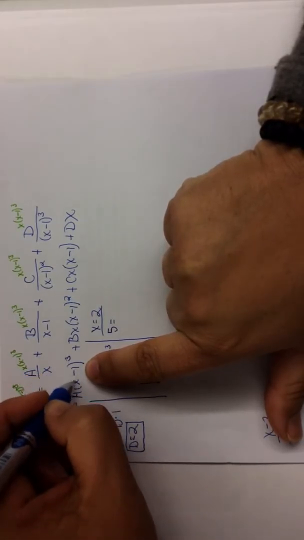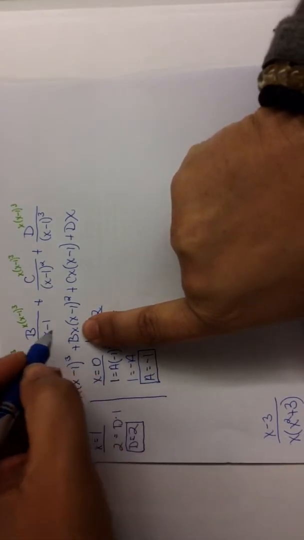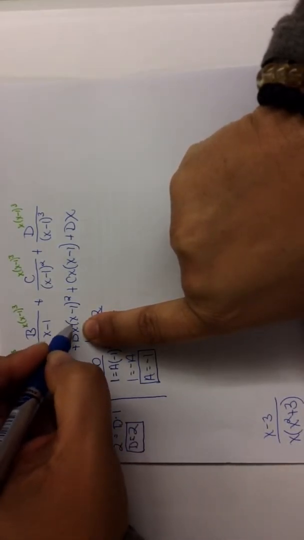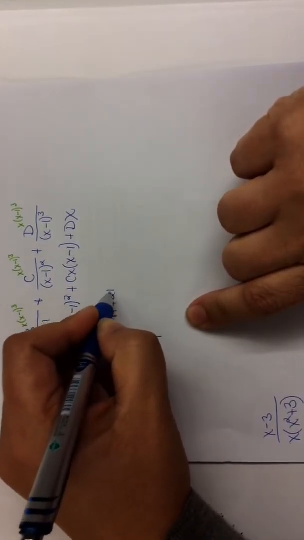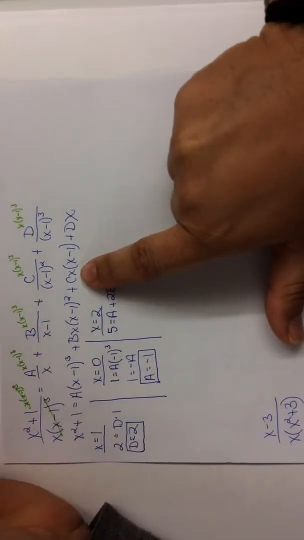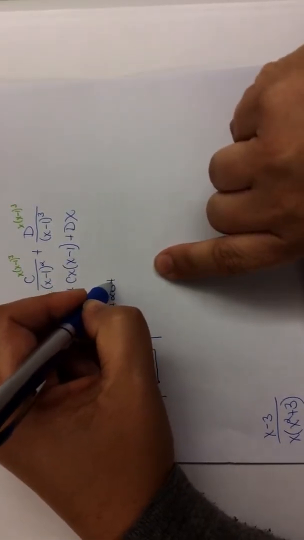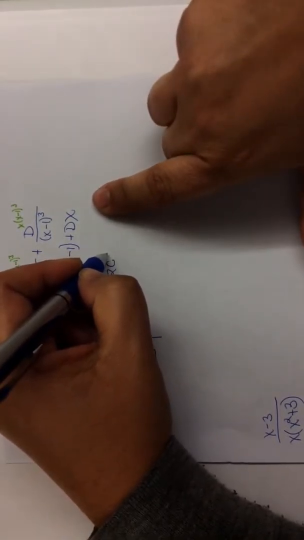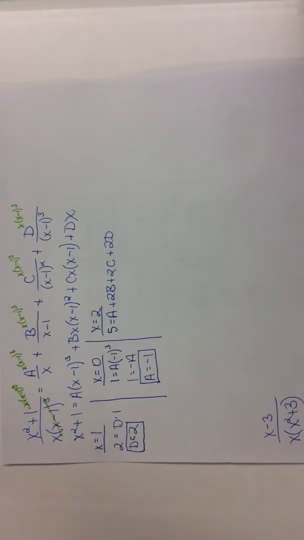2 minus 1 is 1, so we're good there, that's just a. Plugging in a 2 here, that's going to be 2b, and then again, 2 minus 1 is 1, so 2b. Plugging in a 2 here, 2 minus 1 is 1, so I have 2c. And then plugging in a 2 here, I have 2d, and you're like, that doesn't help. You have 4 variables, a, b, c, and d.